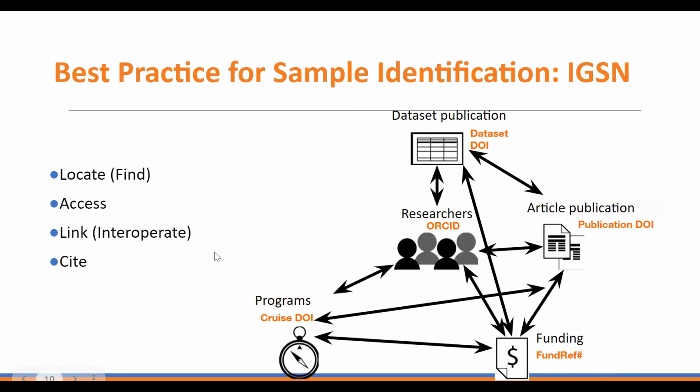And really, IGSNs are used to do some of these best practices. And some of these things that we've already been dancing around: the ability to find or locate a sample out in the wild, from publication to the archive where it's housed, and to access it, to then be able to either ask for additional information about the sample or to actually go visit and look at the sample. It helps link it between different resources, between the data set, the researcher, the article, maybe the funding agency that funded the project. And it also allows you to cite the sample as well.